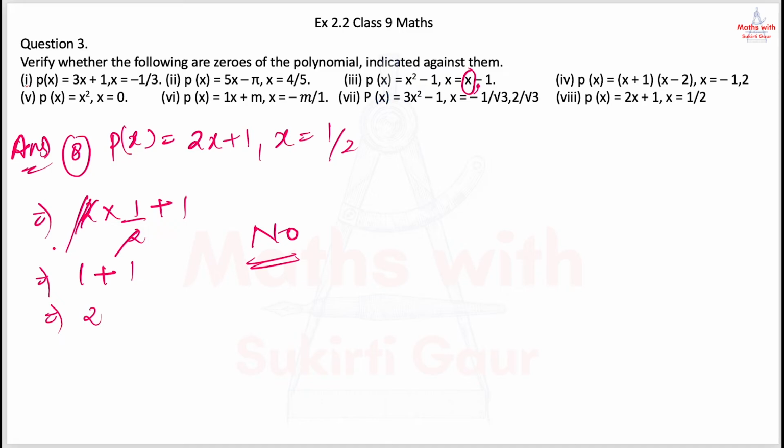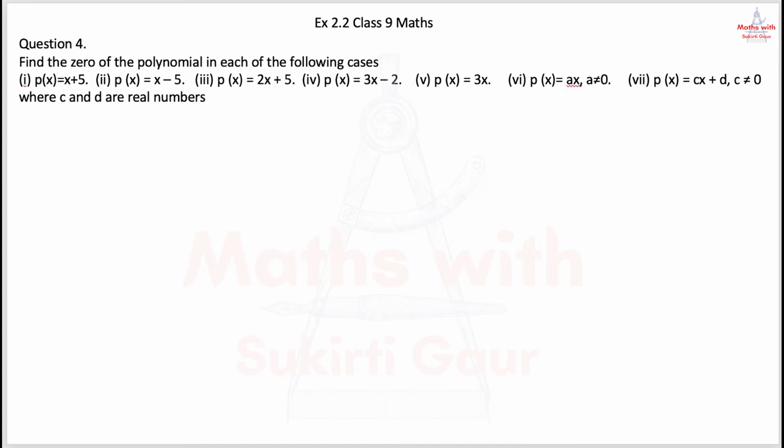Jumping on to question number 4. Let's read this. Find the 0 of the polynomial in each of the following cases. Now, how are we going to find that? Because till now we know how to check. Now we are going to find it. Px is equals to x plus 5. This is the first part.